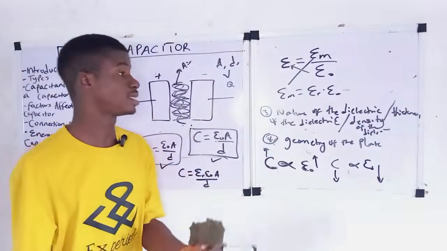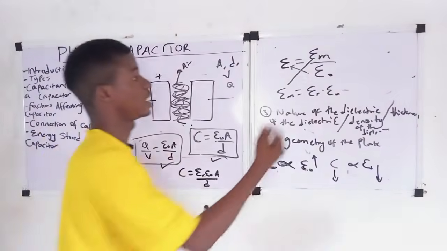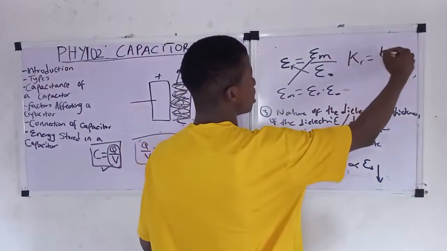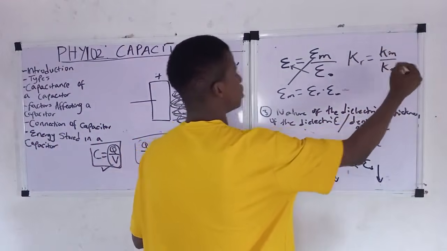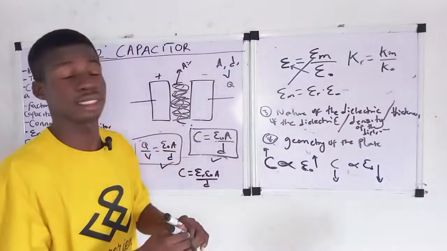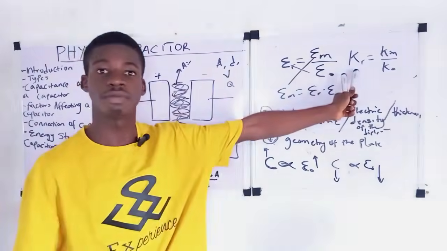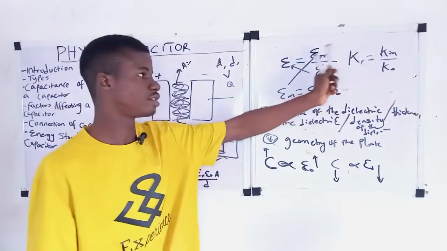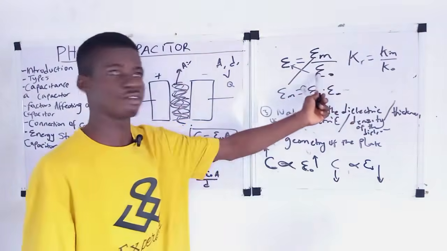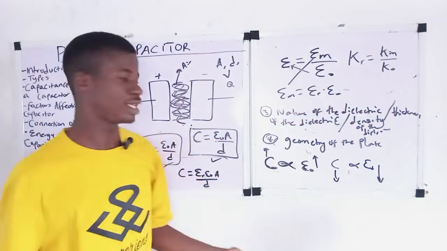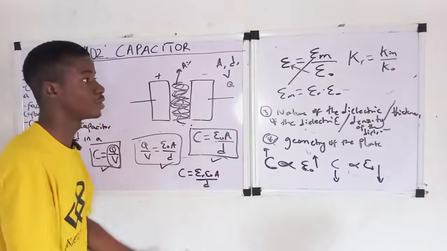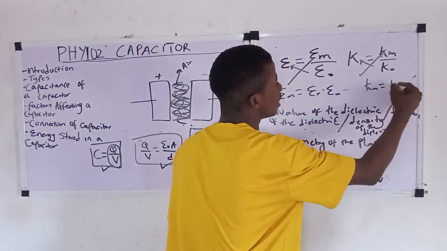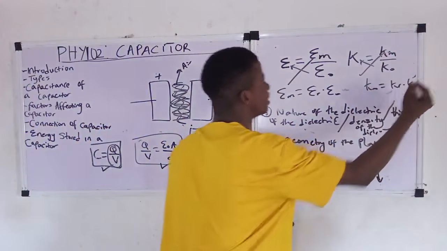In some tests, you will see something like this: K r is equal to Km over K naught. It's actually the same thing. This means relative permittivity, permittivity of medium, permittivity of free space. So you can put K r K naught. Km is equal to K r multiplied by K naught. It's the same thing.